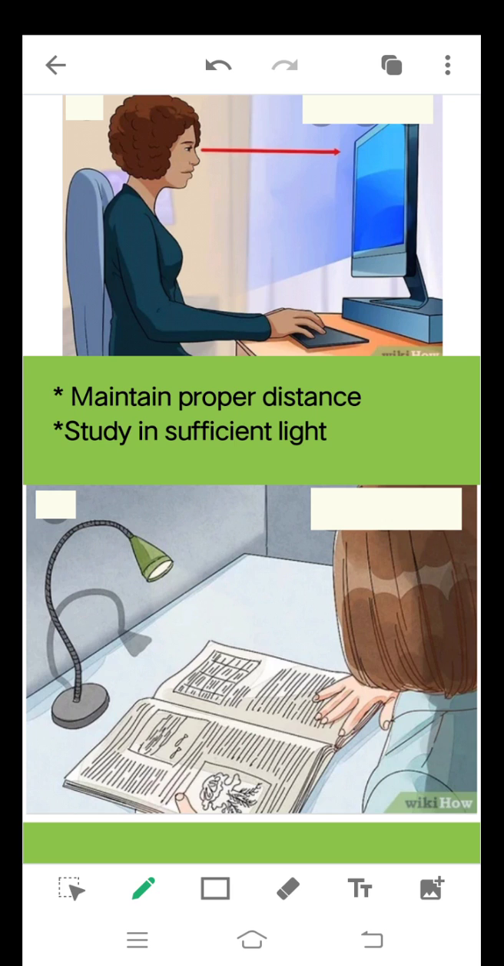Always, whenever you're using your laptop or mobile or you're watching TV, always maintain a proper distance. Don't be too close to the screen. Maintain a proper distance from the screen.